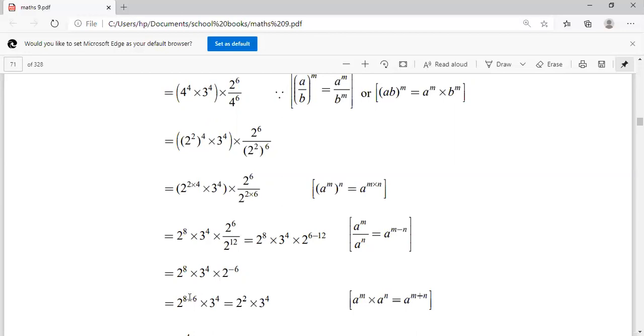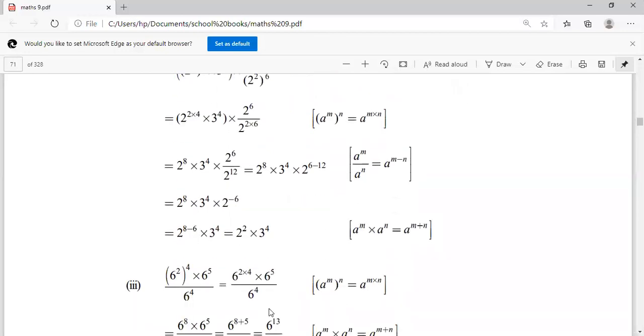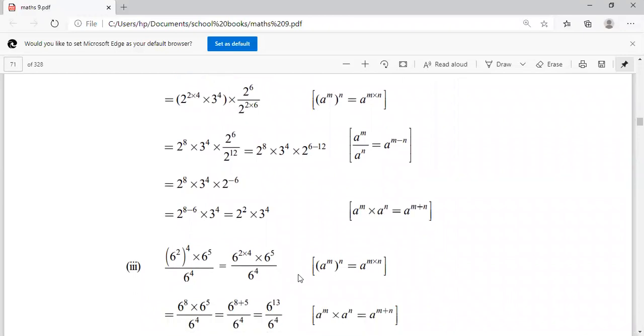So here, when you add 8 plus minus 6, using the rule that plus into minus will always be minus, 8 plus minus 6 will be written as 8 minus 6. Next, when you subtract 8 and 6, you will get the value 2. So the next step will be 2 to the power 2, or 2 square, into 3 to the power 4. This will be your next step, and this one will be your last answer.